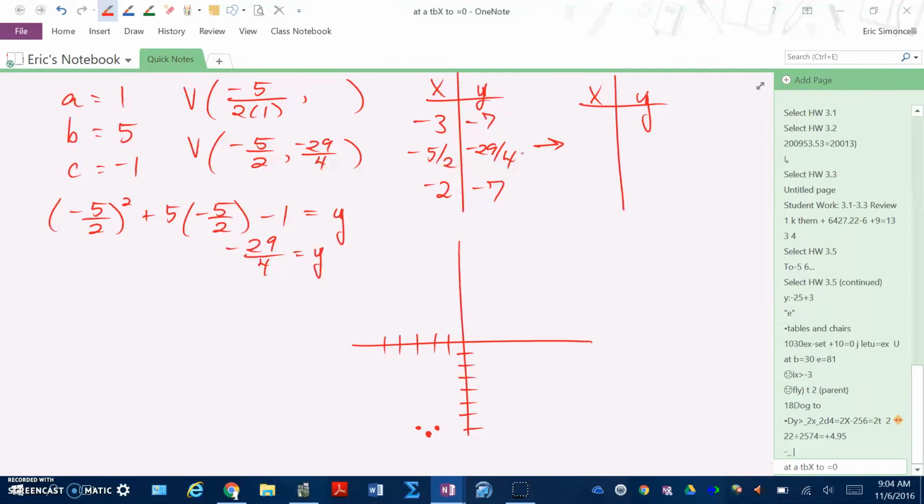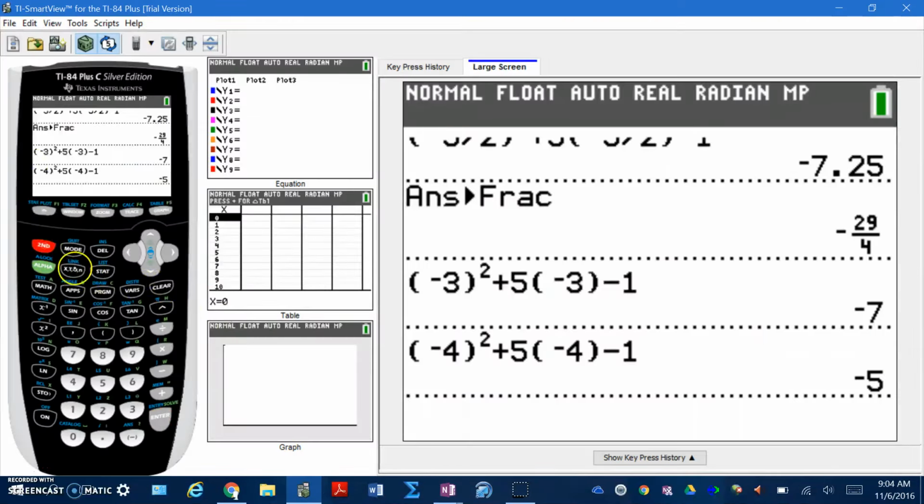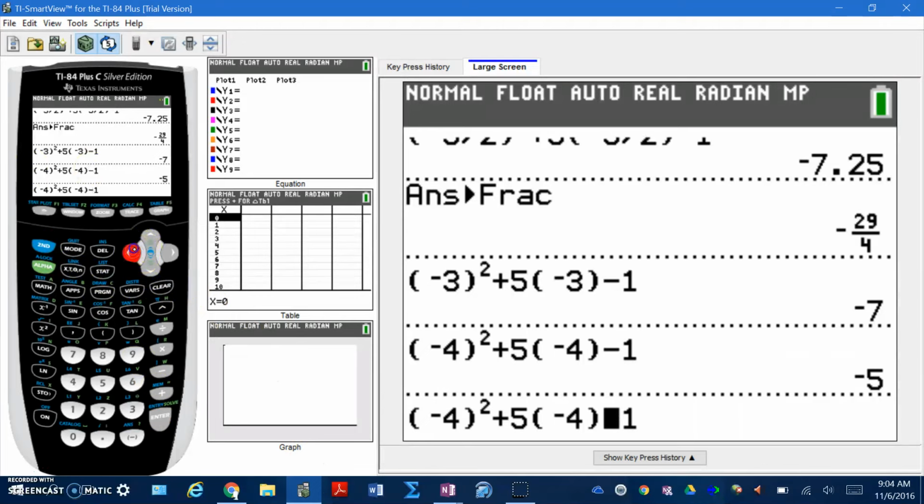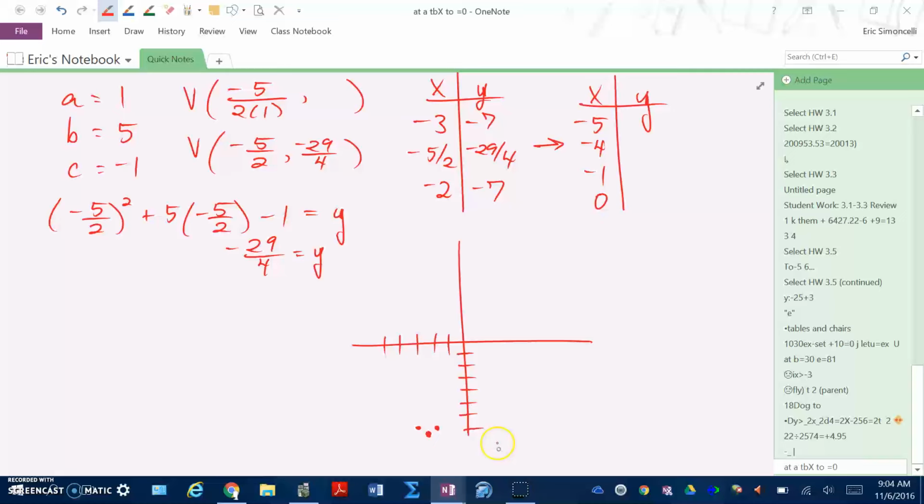I'll pick 2 numbers less than negative 3. I like negative 5 and negative 4. And I'll pick 2 numbers greater than negative 2. I like negative 1 and I like 0. If I plug in negative 5, we'll go back to my calculator here. I'll type in negative 5, and I'll type in back here as well negative 5. And I'm going to get negative 1 as a result. Negative 5, comma negative 1, but also 0, negative 1.